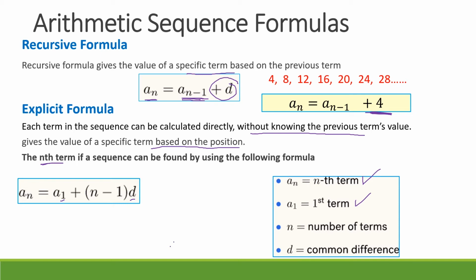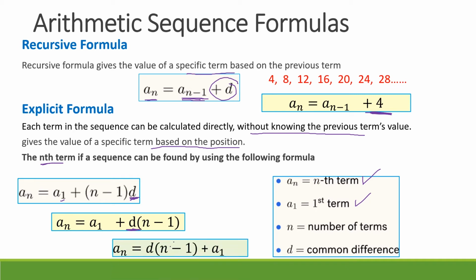Some other ways that you may see this formula is this way, where instead of having the d, the difference, behind the n minus 1, you may see it in front of n minus 1. And you may also see it this way, where you have your a sub 1 or your first term at the end there. And so these formulas all are explicit formulas for an arithmetic sequence, and so it can be written differently, but it's going to give you the same result.